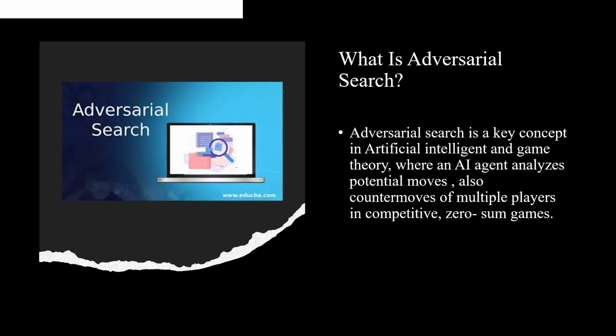So, when we talk about adversarial search, first we should know what adversarial search is. Adversarial search is a key concept in artificial intelligence and game theory where an AI agent analyzes potential moves, also counter moves of multiple players in competitive zero-sum games. In such games, each player aims to maximize their own advantage while minimizing their opponent's. The term adversarial indicates that the search algorithm confronts an opponent actively working against the agent's objectives.